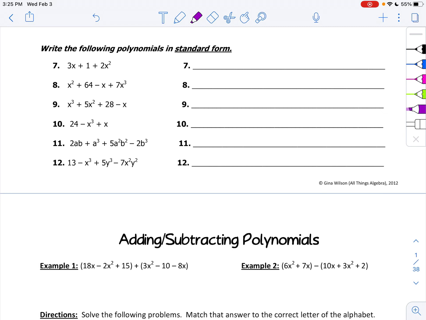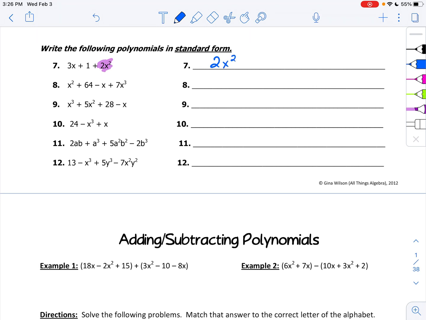So number 7, 3x plus 1 plus 2x squared. So remember, standard form is going to be in alphabetical order, and from our highest exponent first, so greatest to least. So when we look at number 7, we don't have to worry about it being in alphabetical order because the only variable used is x. So then next we want to look and make sure that it's in order with our highest exponent first. Our highest exponent here is the term with 2x squared. So we're going to move that to the front.